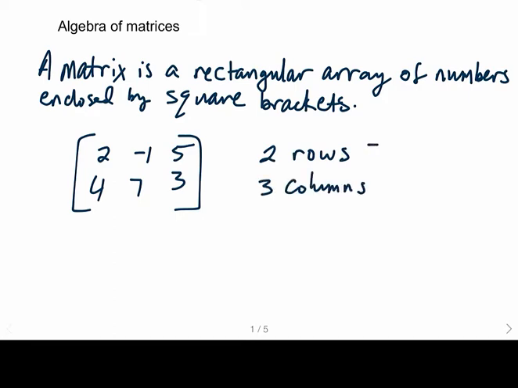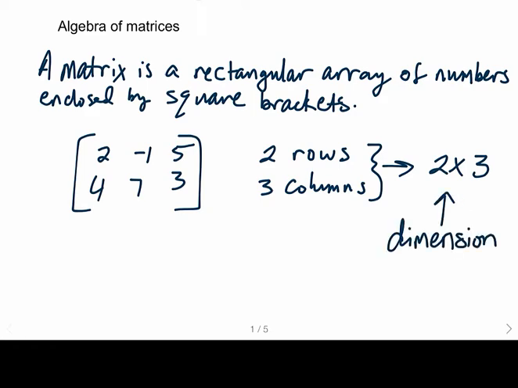A matrix that has 2 rows and 3 columns is referred to as a 2 by 3 matrix, 2 by 3 being the dimension of the matrix. For instance, a 5 by 1 matrix would have 5 rows and 1 column. The way I remember which one comes first is that it's in reverse alphabetical order. Rows comes first and then columns comes second.